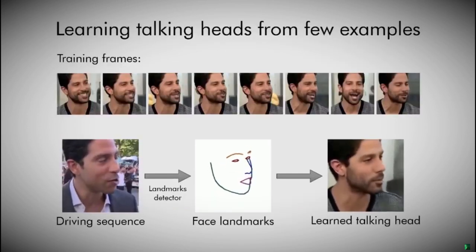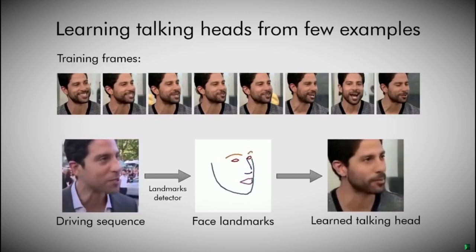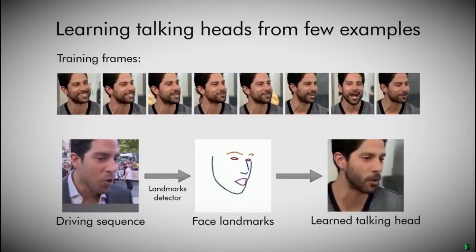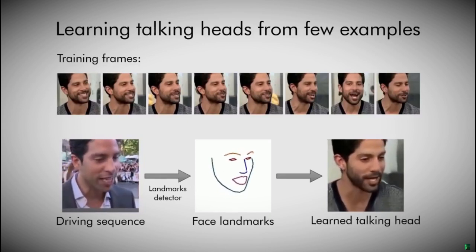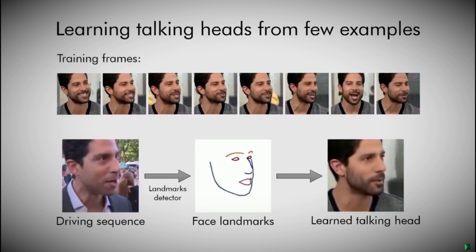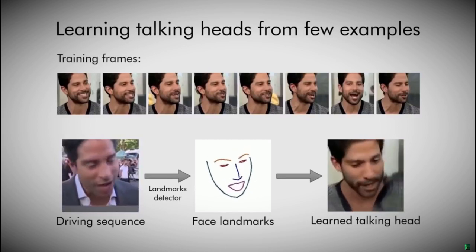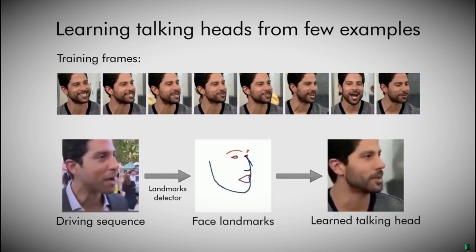We present a system that can learn realistic talking head models. Notably, learning of a new head model requires just a handful of images. In this example, the model was learned from 8 frames. Once a talking head model was learned, it can be driven by the positions of the face landmarks.